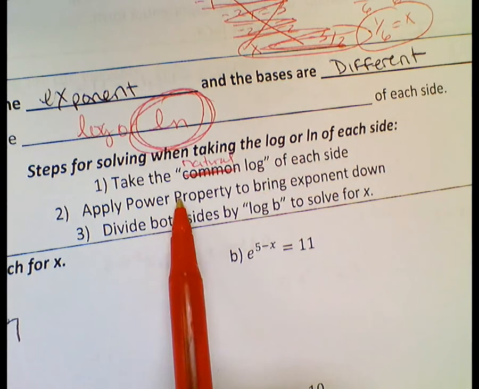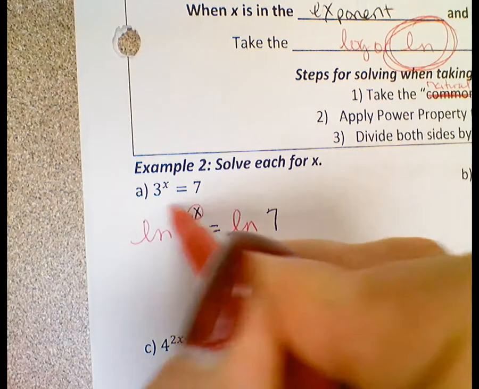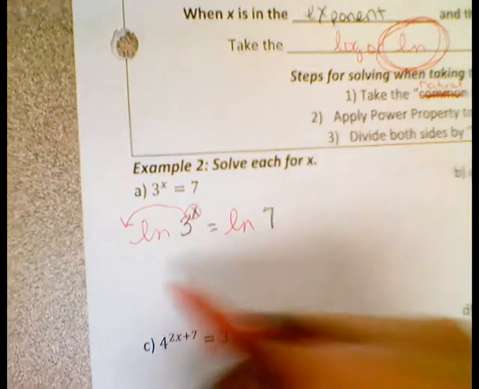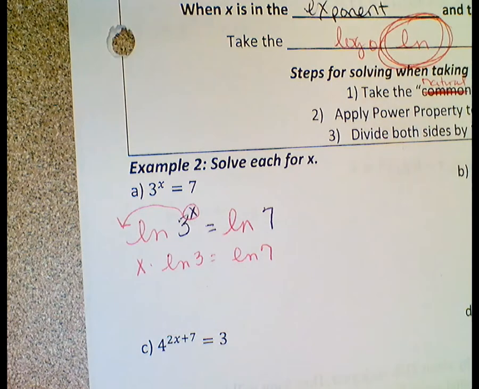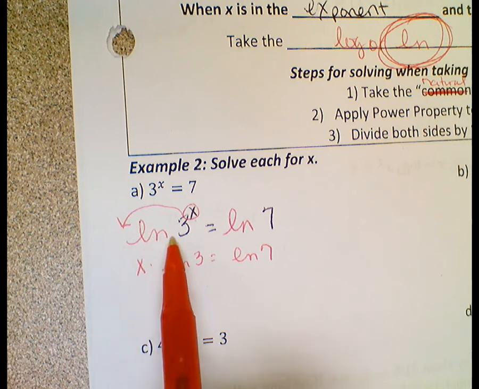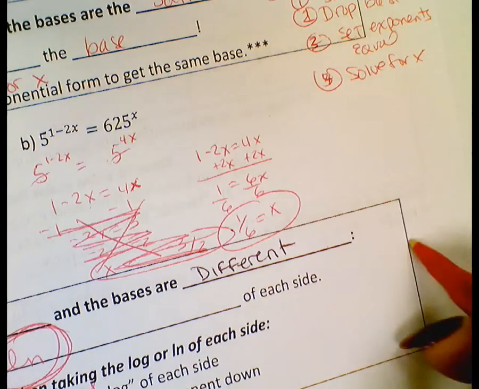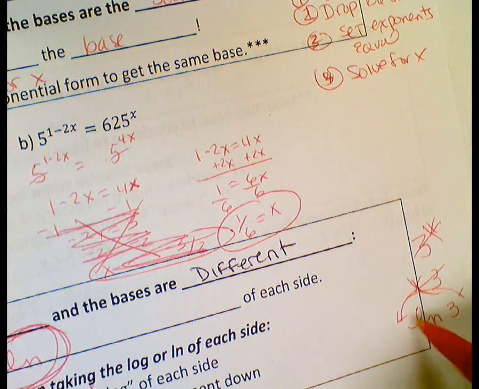Second step is apply the power property to bring the exponent down. The reason we're doing this is to take this exponent out front of the natural log. So it's x times natural log of 3 equals natural log of 7. Okay, so an exponent can become a factor if there's a log in front of it. Like if I just had a 3 to the x like this, I am not allowed to bring the x out front. That's impossible. I can only do this if there's a natural log or a log. As long as you have a log out front, the exponent can become a factor.